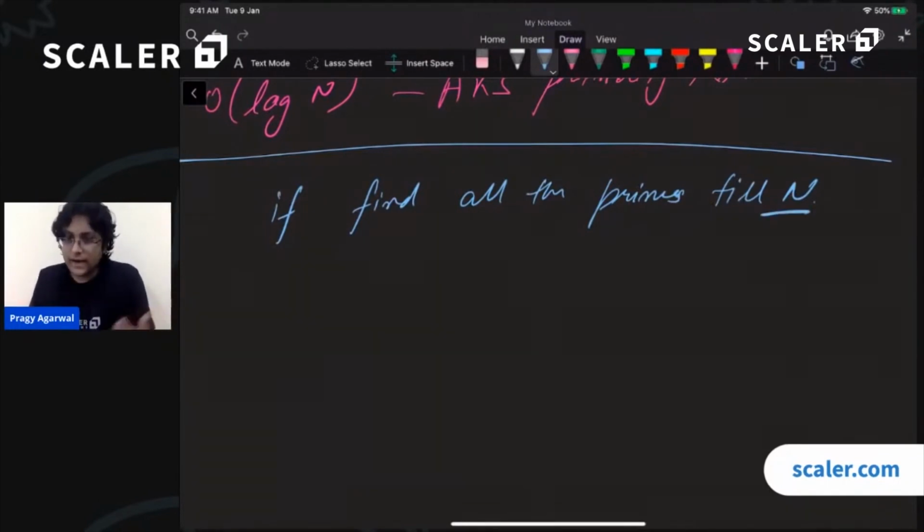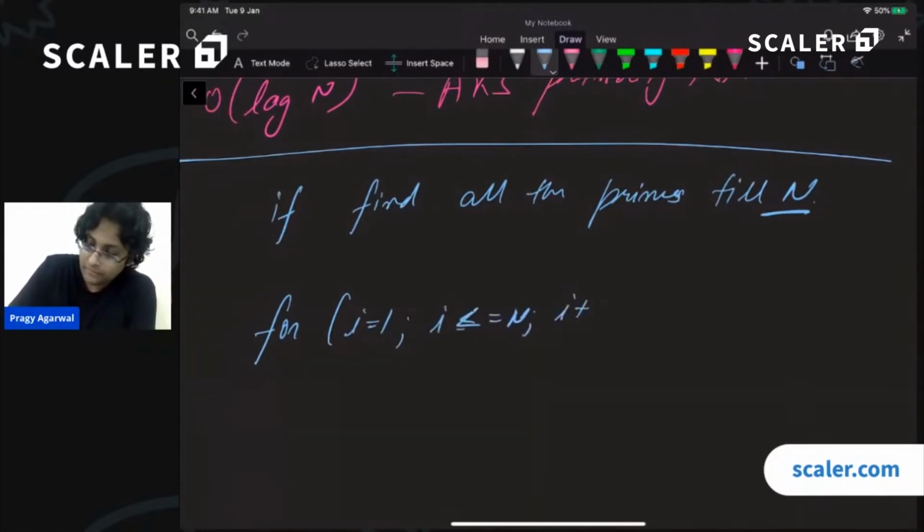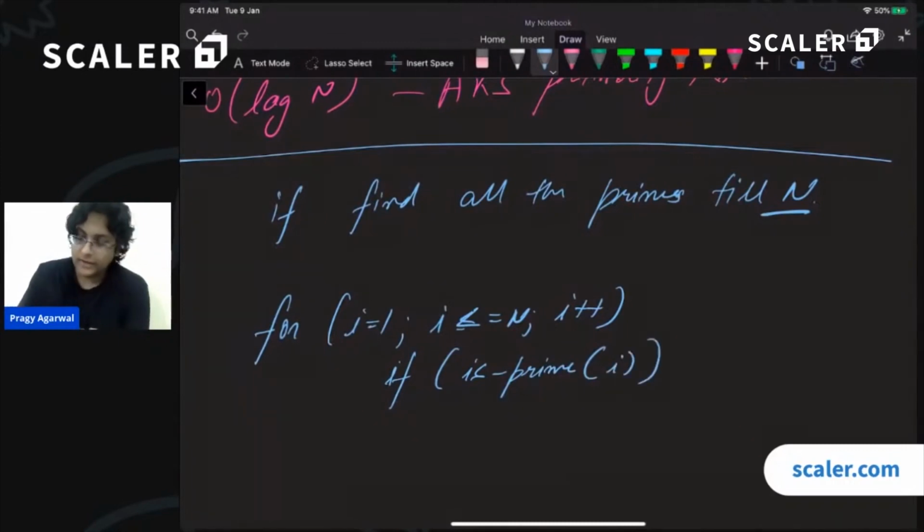So one way of doing that is to very simply go through all the numbers and check if they are prime. So we can simply do for i equals 1, i less than or equal to n, i plus plus, and we will say if isPrime of i. isPrime is the function that we have coded earlier. We will simply print i.